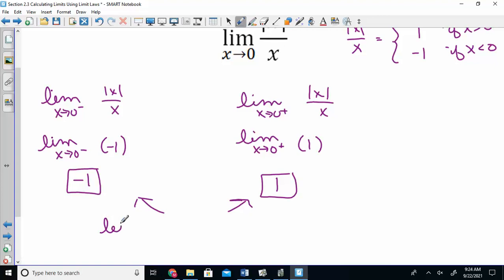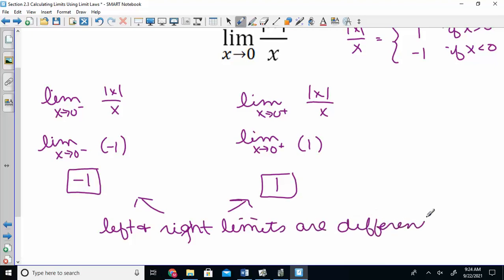These are different numbers. So the left and right limits are different. So that means the overall limit at 0 does not exist. The left and right have to be the same for it to exist.